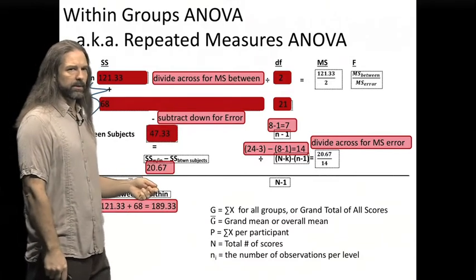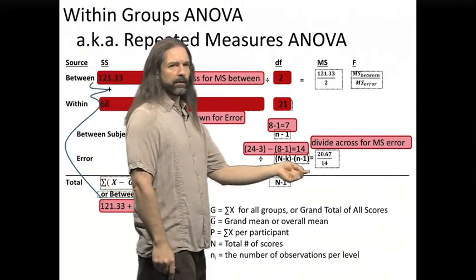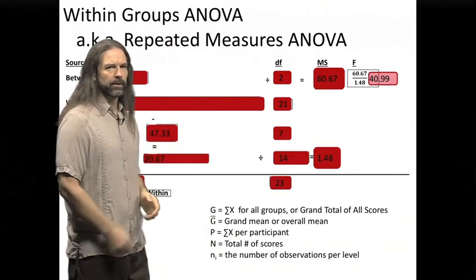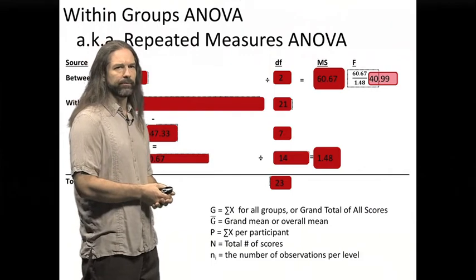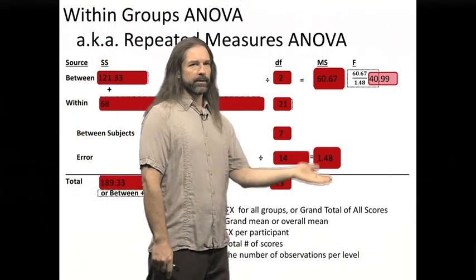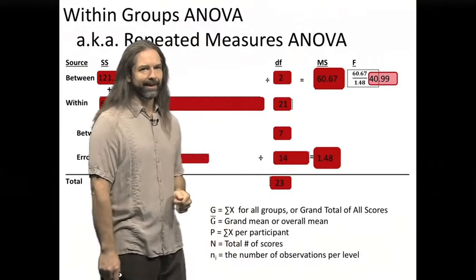We'll take 20.67 and divide by the 14 to get the mean square between. Once we've calculated those, they end up being 60.67 and 1.48. Then, as before, this is our denominator and this is our numerator. We'll divide those together and we get an F of 40.99.